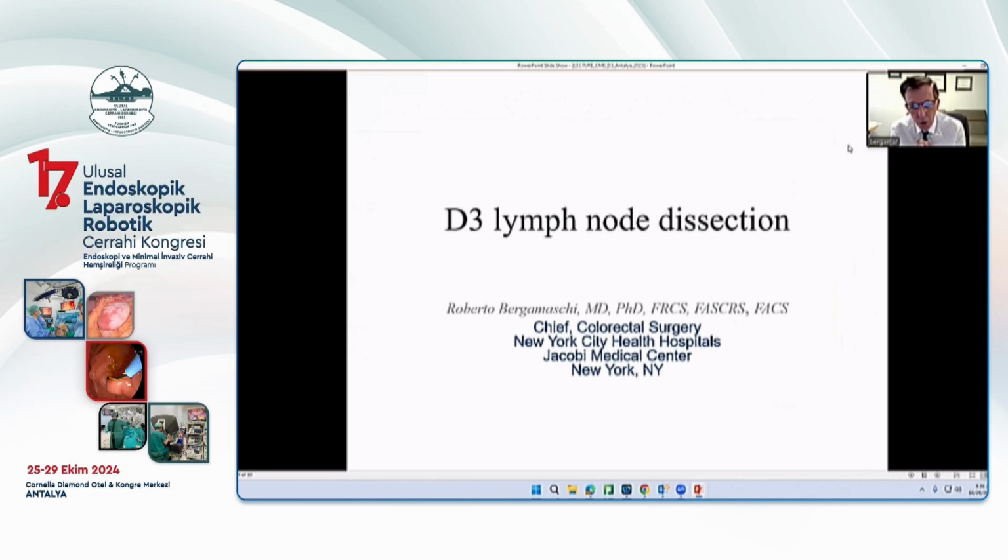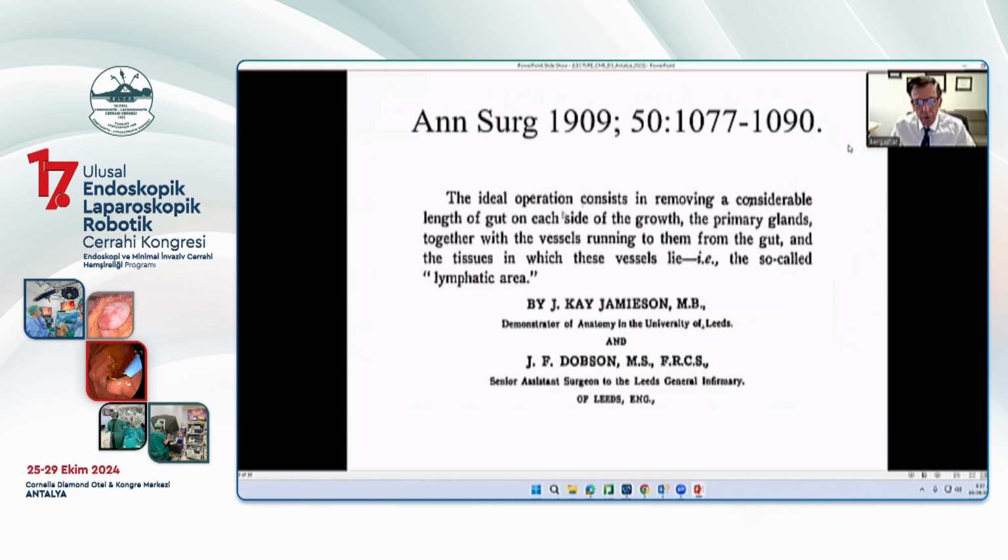But when we operate on right colon cancer, we don't do the same. We don't go to the very root of the vessels because of some anatomy issues that I'm going to go into. So the earliest definition I can see of what we should do for colon cancer is here. It's from a long time ago. And it basically says you can remove a considerable length of gut. It doesn't say how many centimeters, or what vessels you should remove.